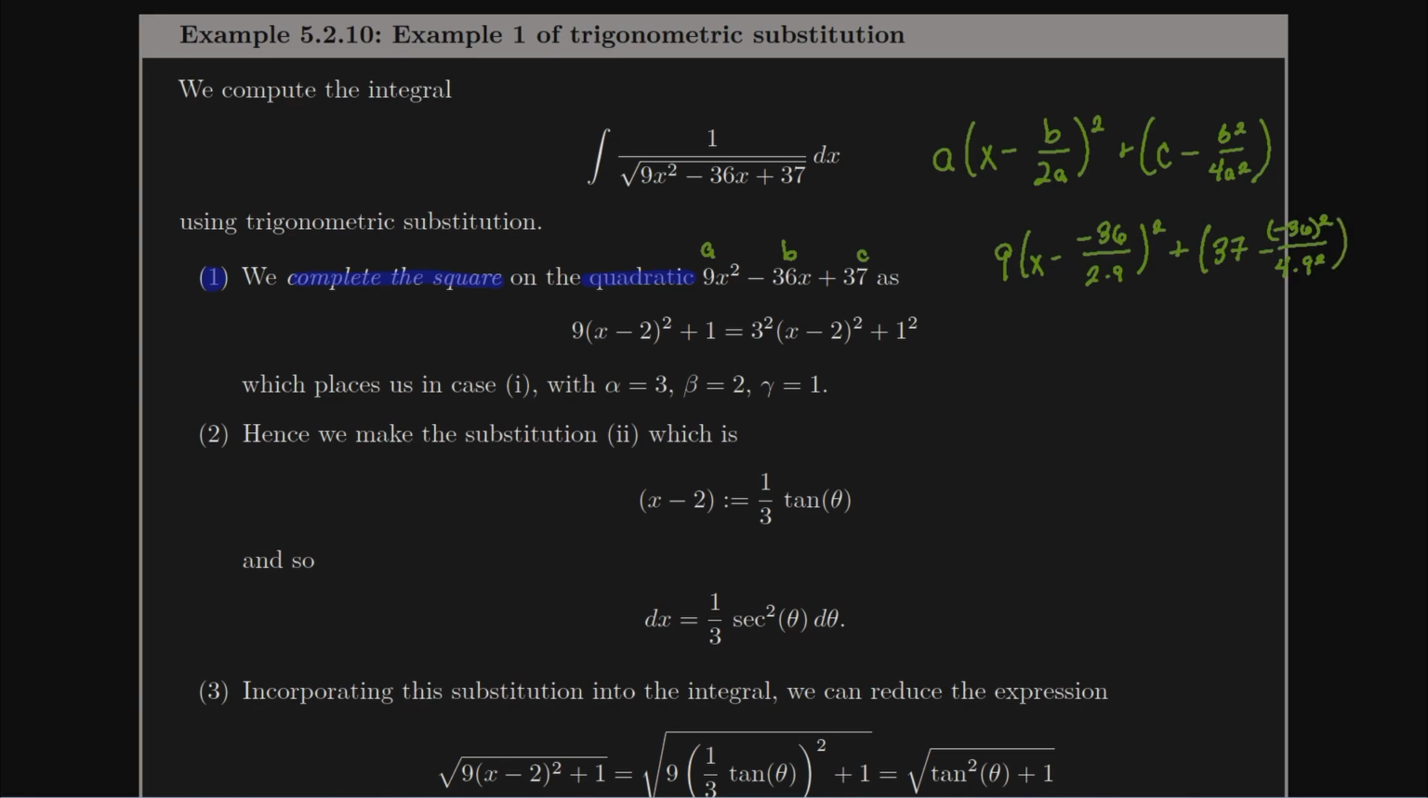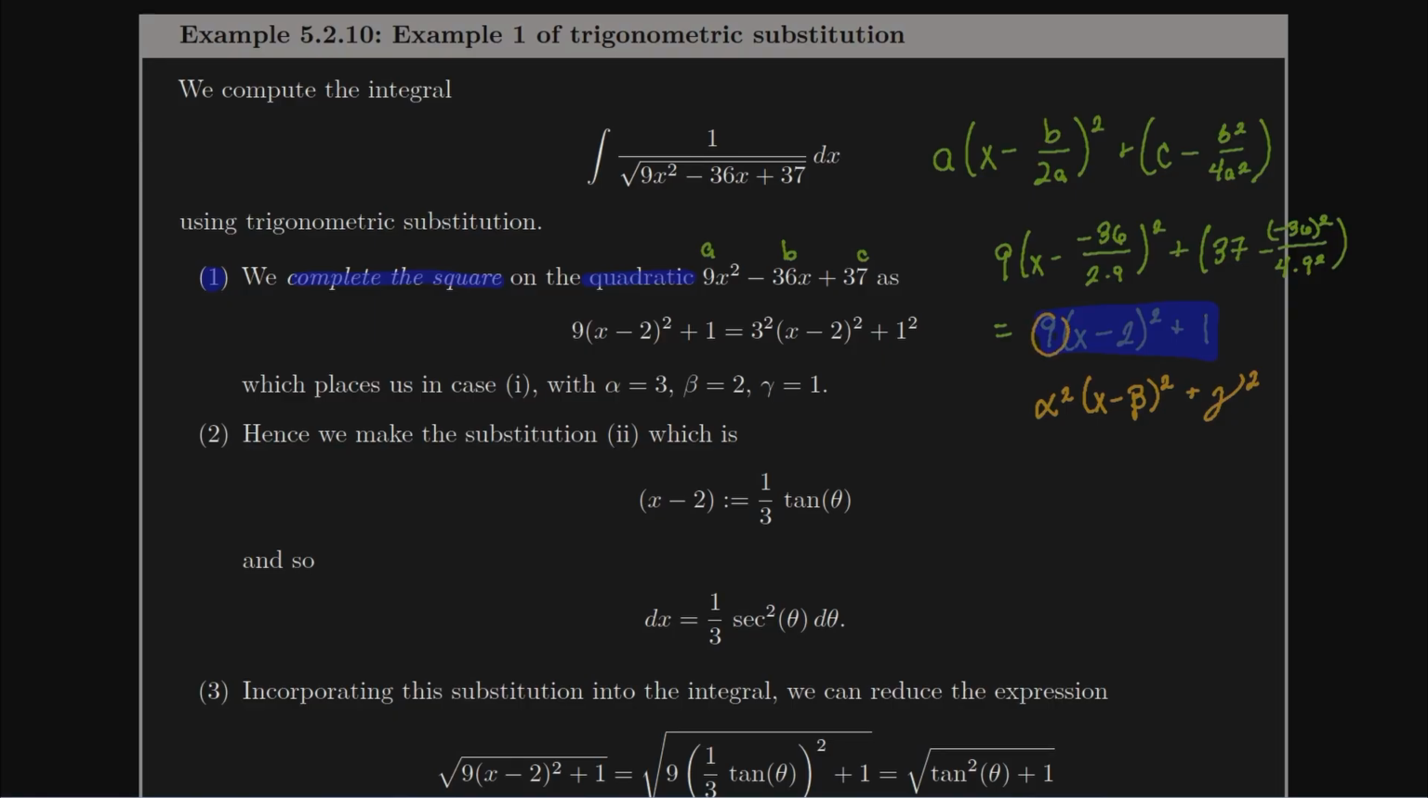You would not want to do this by hand, but supposing you had a calculator or something out, you get 9 times (x minus 2) squared plus 1. And now it's important that we recognize the form that everything's been written in after we've completed the square, because the form, at least as far as trig sub cares, we need to have is alpha squared (x minus beta) squared plus gamma squared form.